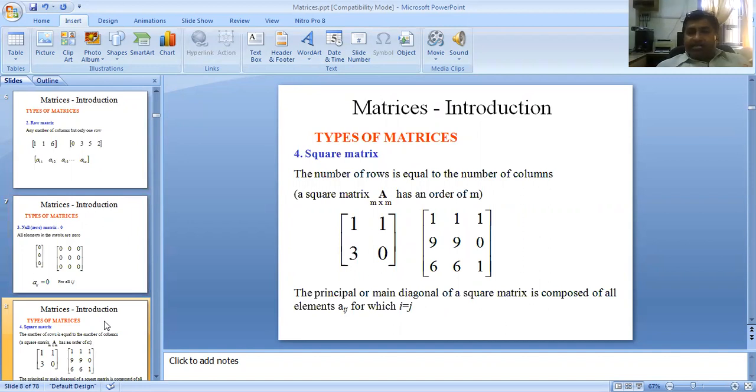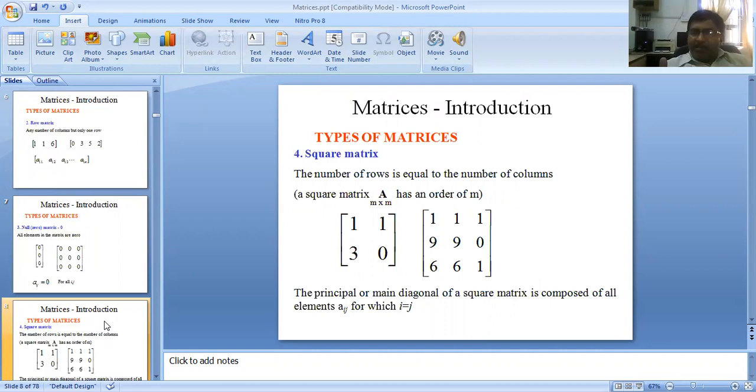After the null matrix, the fourth type of matrix is the square matrix. The name itself indicates the meaning of the matrix. A matrix having an equal number of rows and columns is called a square matrix. Say, for example, if a matrix has two rows, then it should have two columns. Then such kind of matrix is called a square matrix.